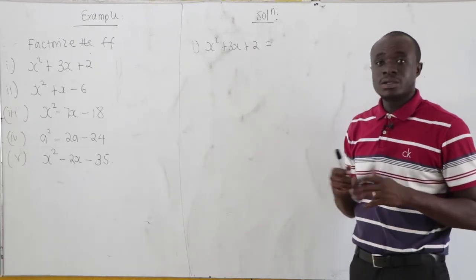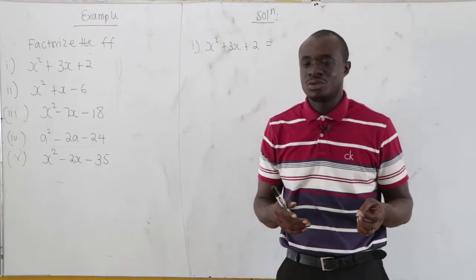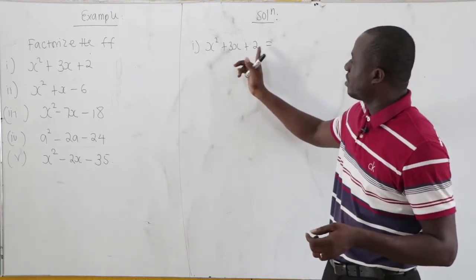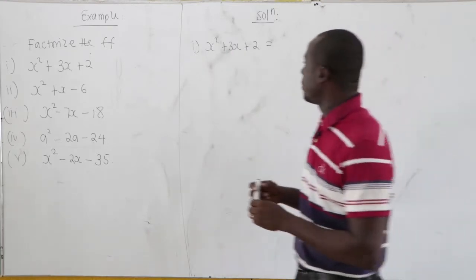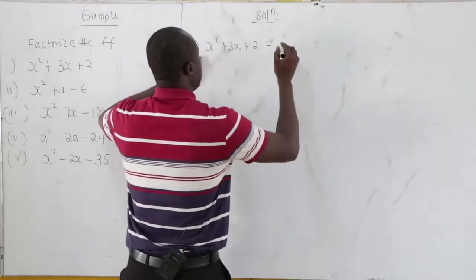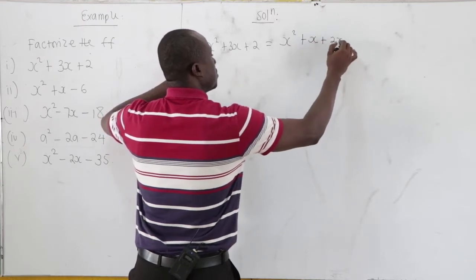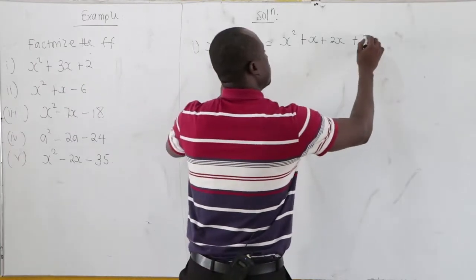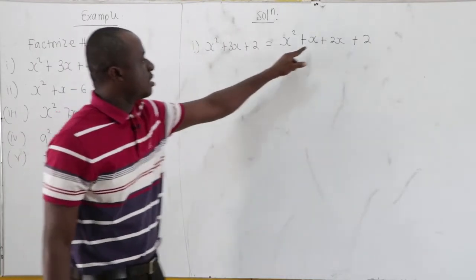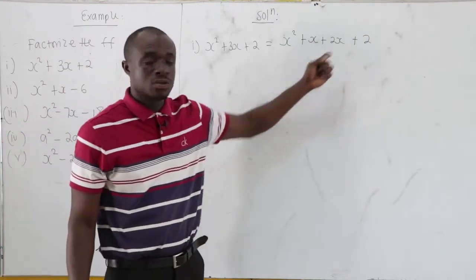When you add, you get 3. And clearly the factors are 1 and 2, because 1 times 2 gives 2 and 1 plus 2 gives 3. So here we are going to get x squared plus x plus 2x, and then plus our 2, because x plus 2x is giving us that 3. So the factors we see are 1 and 2.